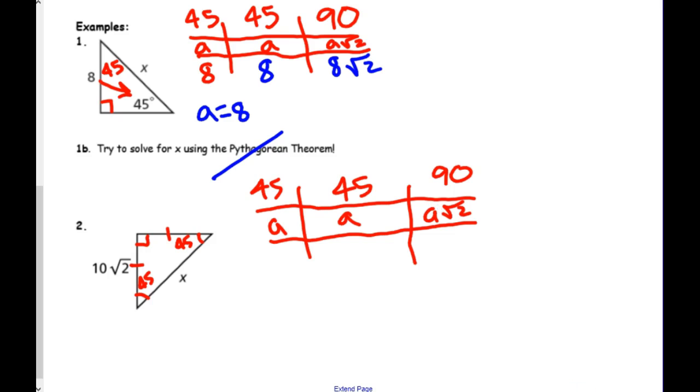Here's why. 10 square root of 2 is across from what? 45. So that means underneath 45, I got to put 10 square root of 2. Isn't that weird? Sometimes you see some weird stuff.